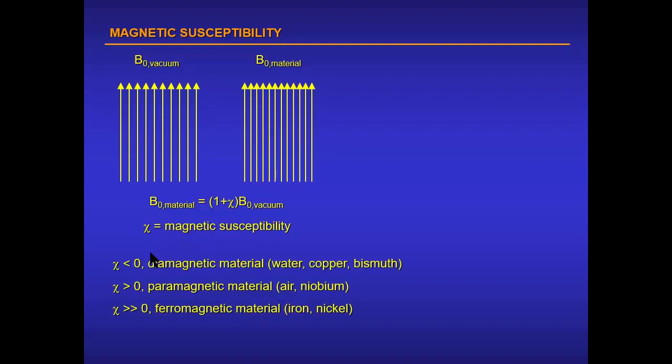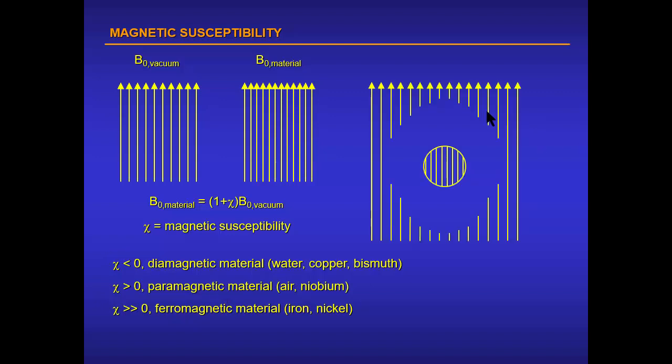Now that number can be smaller than zero, and if that's the case, then we're talking about a diamagnetic material, and water is one of the examples, and that makes the magnetic field slightly lower. So it will be 3 Tesla minus a very little bit. If the number is greater than zero, it's a paramagnetic material, like air, and you have 3 Tesla plus a little bit. And if the number is much, much greater than zero, then it's a ferromagnetic material, and we're not going to talk about that. It's generally not MR compatible.